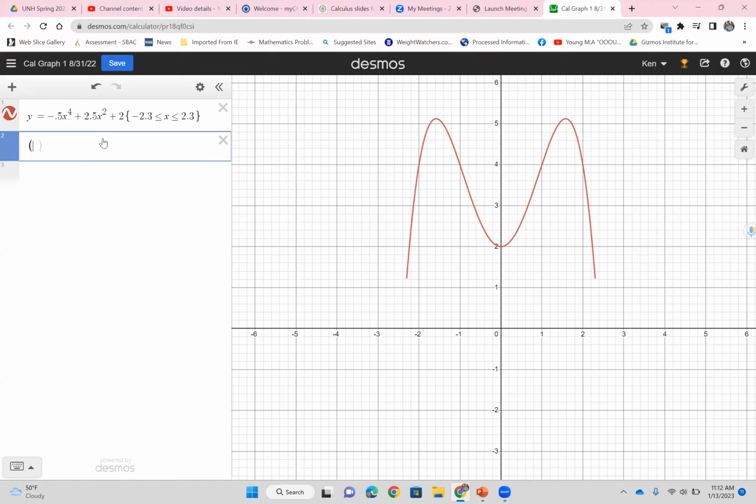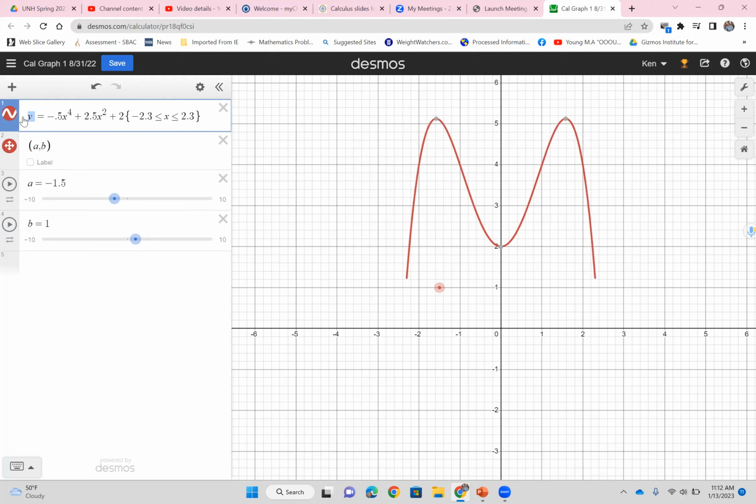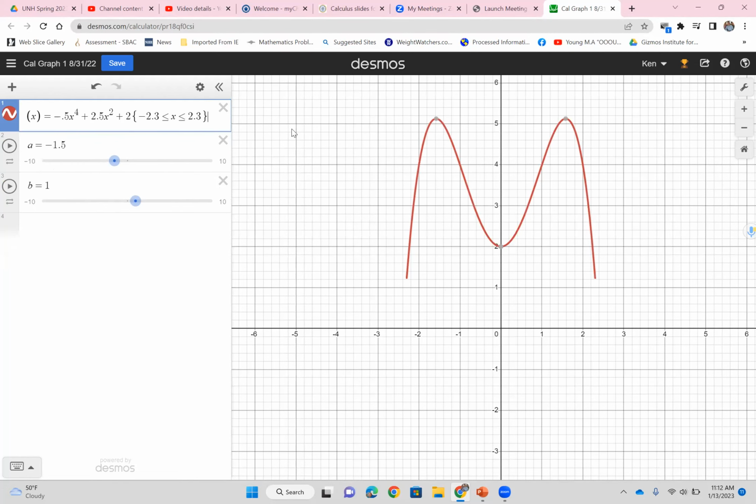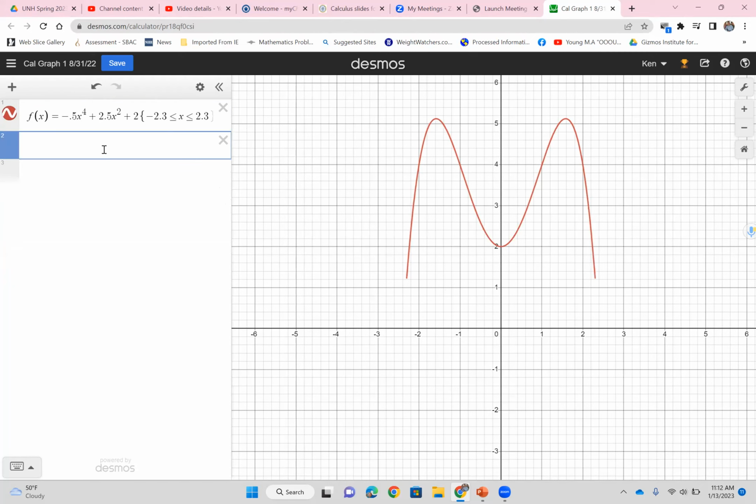So if we put a... I'm sorry, let's call this, watch this. If we call this f of x, and we call this point A, f of A. Close this out. Okay. We're going to add a point and we're going to open parentheses. We're going to say A comma f of A.